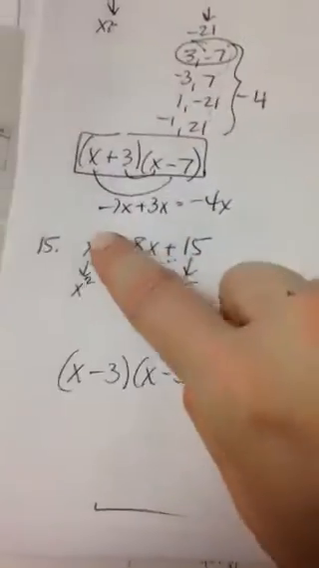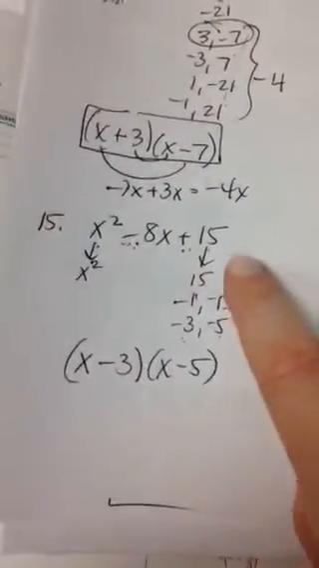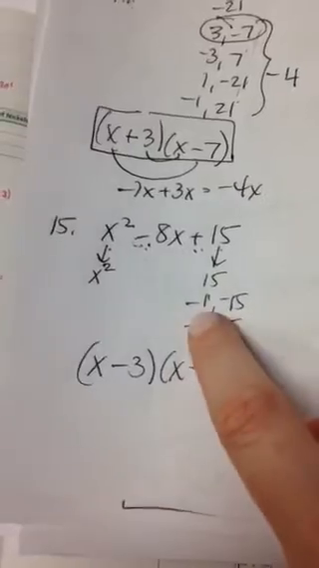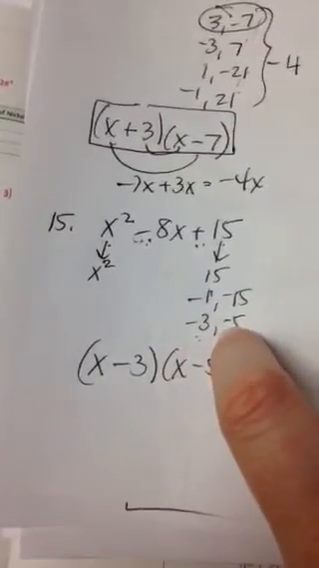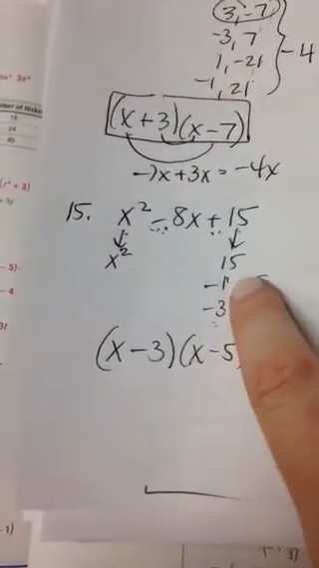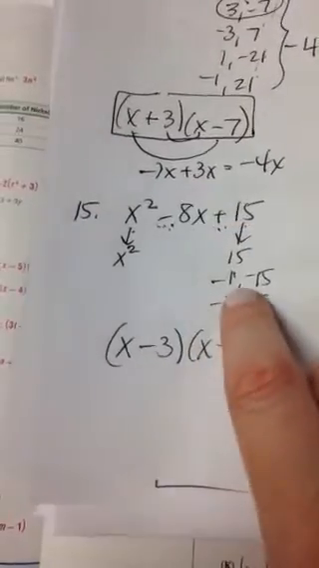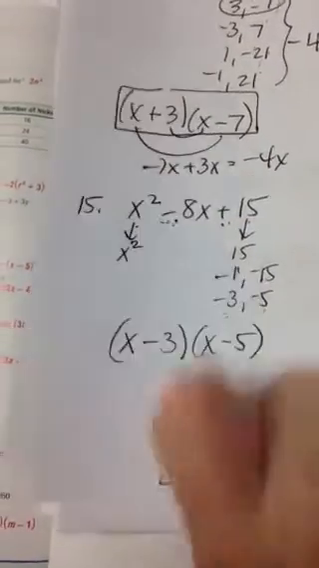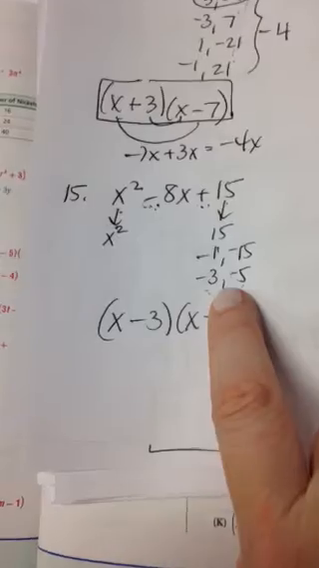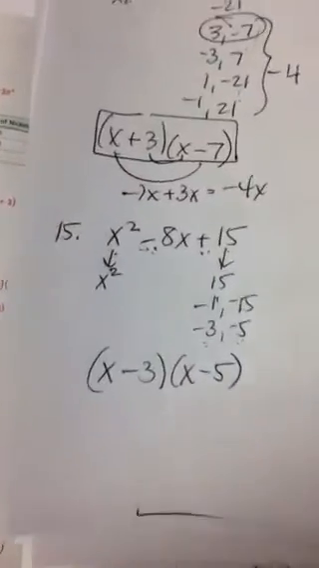Same thing again, my leading coefficient's 1, makes it nice and easy. And this time though, notice I have two negatives. The reason for that is, two negatives when I multiply still give me that positive, but when I add them together, I want that negative 8. So this is the one I go with, x minus 3, x minus 5.